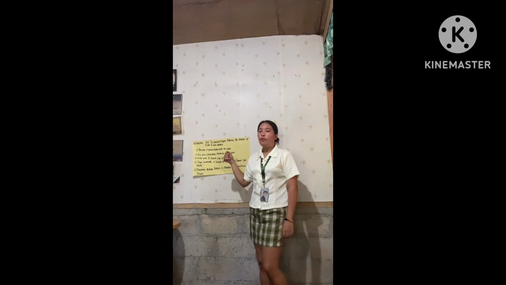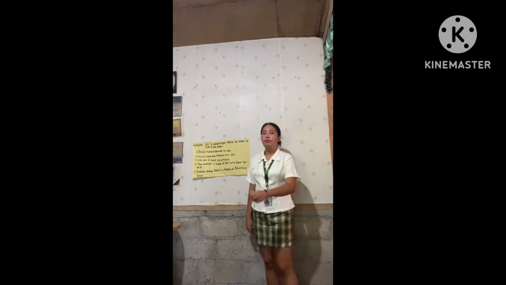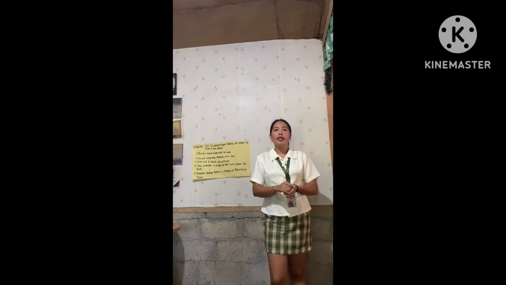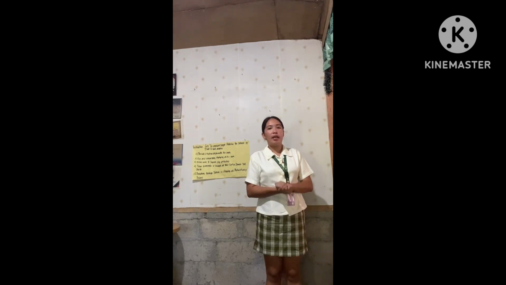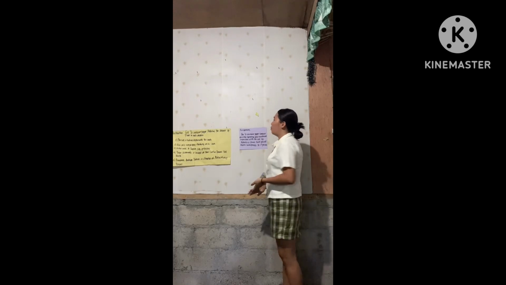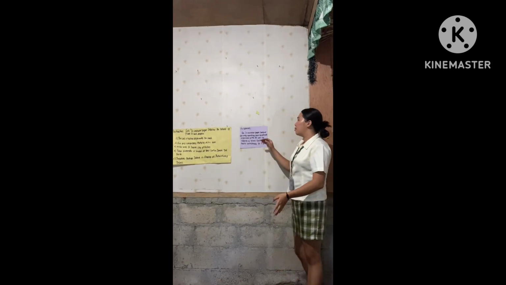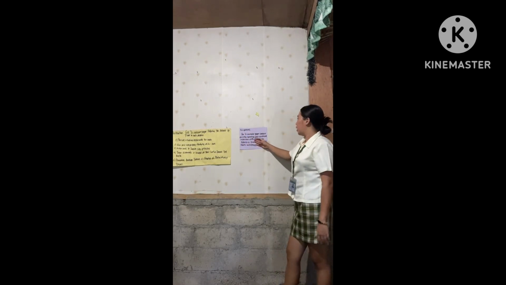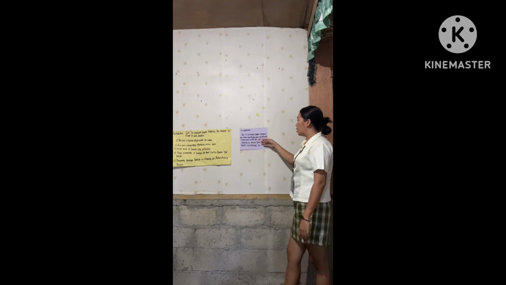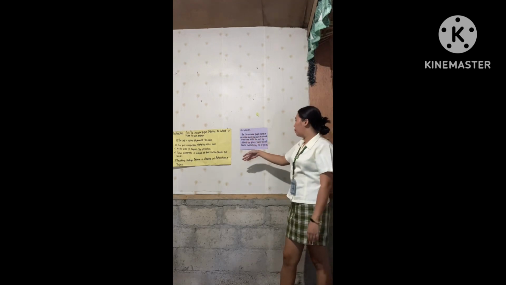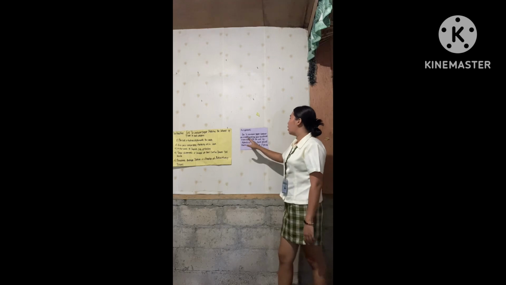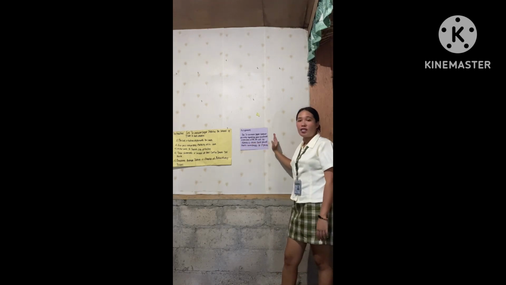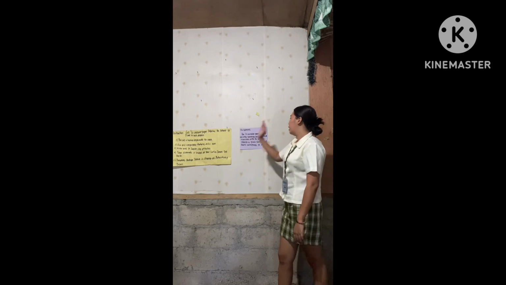I will just give you 15 minutes to answer it. Okay, so 15 minutes is done. Pass all your papers in front. So before we end our class, I'm just going to give you an assignment. Use 1/2 crosswise paper. Compose an essay regarding your childhood experience with the use of adverbs of place. Each adverb of place corresponds to 2 points. Understand? Yes, ma'am. Okay. So that will be all. Thank you and goodbye.